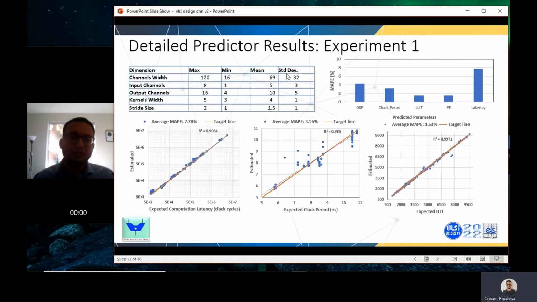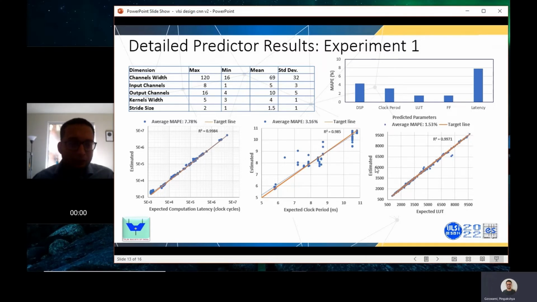So these are our results from the first experiment, where we kept the architecture fixed but varied the dimension. As you can see from this particular graph, we achieved less than 8% error for all the 5 predicted parameters.